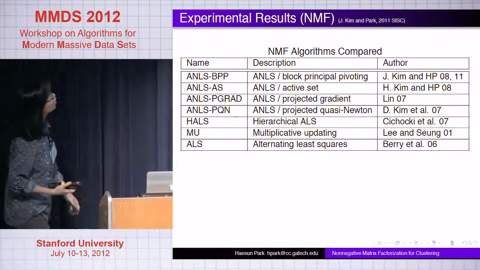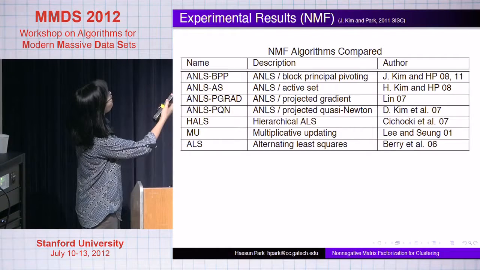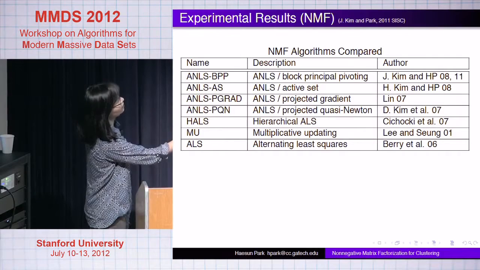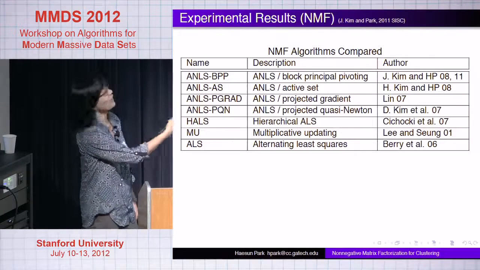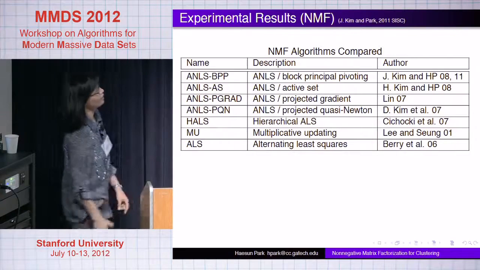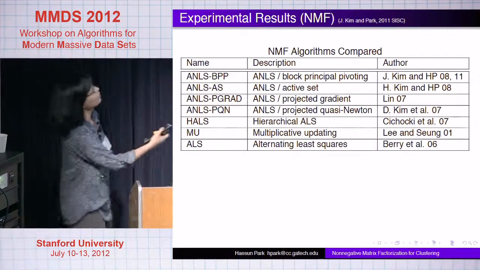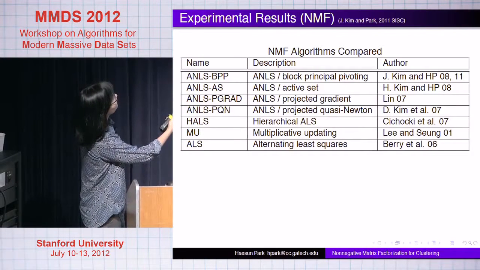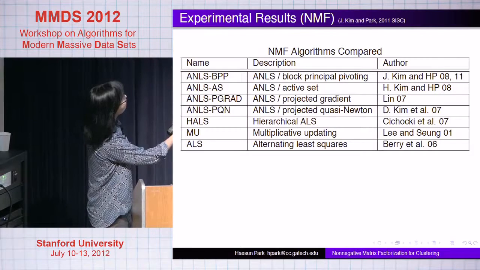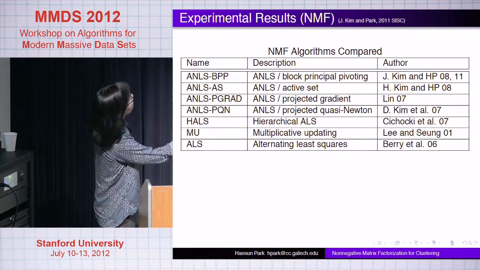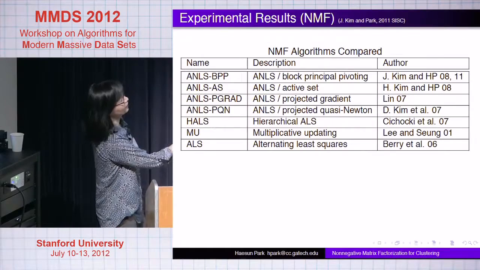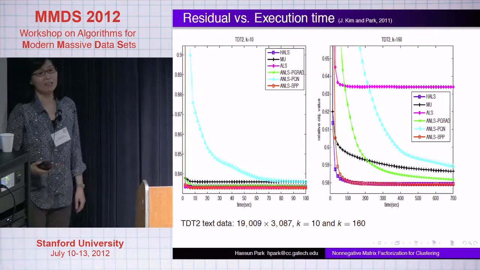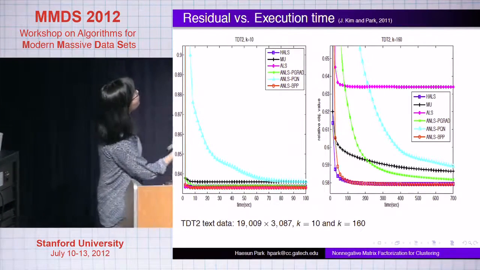Okay, so here I will show you some comparisons. This is alternating non-negativity constrained least squares based block principal pivoting, the method we proposed in 2008 in ICDM, and then again it appeared in 2011 in SIAM Journal on Scientific Computing. And earlier we proposed the active set-based method, and this is projected gradient-based, projected quasi-Newton method, and Hals, and multiplicative updating, and ALS. So we did an extensive comparison, and I will just show you some results.